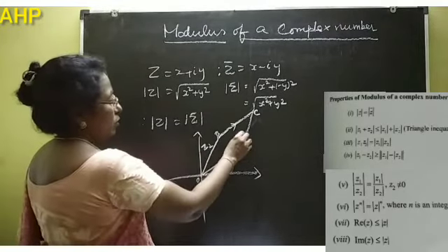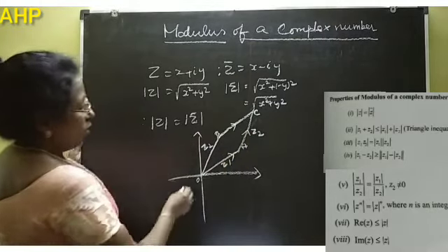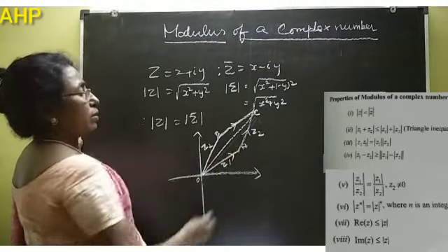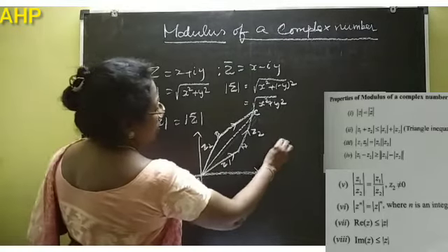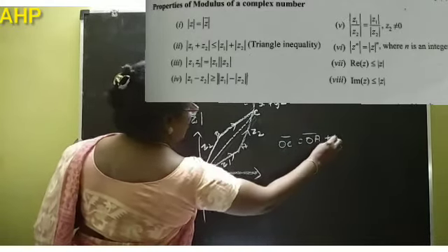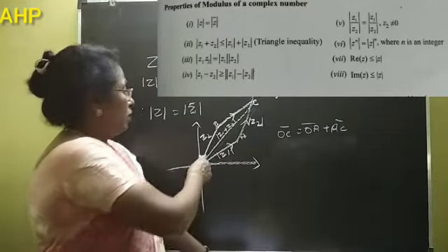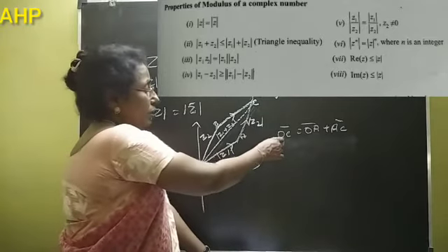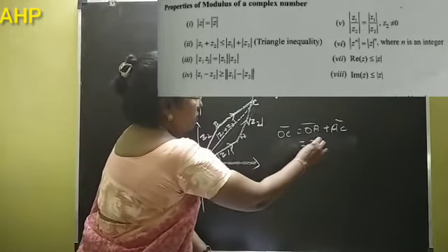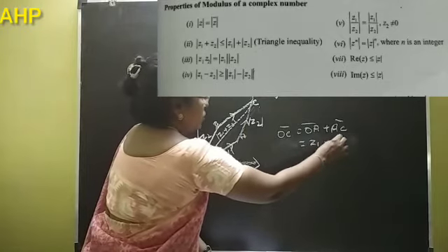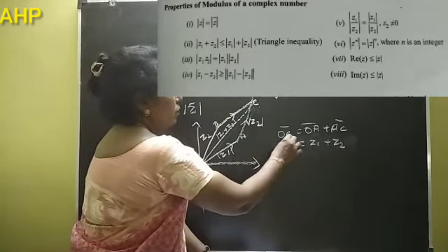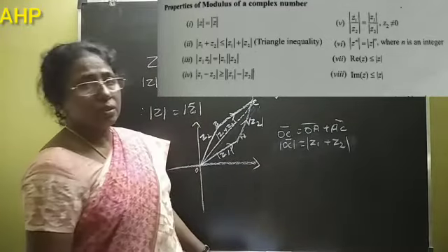so now this is equal to z2, so this also will be equal to z2. Now if you are going to join the diagonal OC, by vector addition, we are going to get OC vector is equal to OA plus AC. OC is the third side of the triangle. So OC vector is equal to OA vector plus AC vector. So OA is z1 and AC is z2. So the length of OC, modulus of OC vector, is equal to modulus of z1 plus z2.